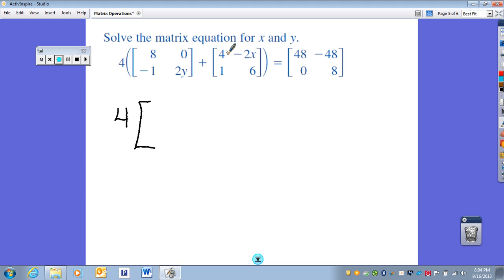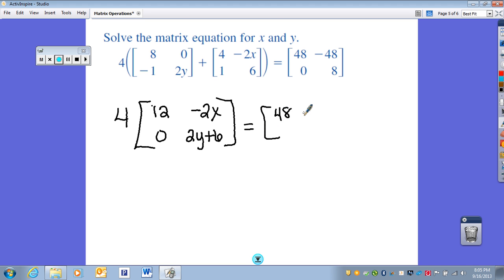So we have 8 plus 4 would be 12. 0 plus negative 2x will be negative 2x. Negative 1 and a positive 1 would be 0. 2y plus 6, since we can't add those together, will end up being an expression 2y plus 6. Alright, then the next thing we need to do is perform our scalar multiplication.